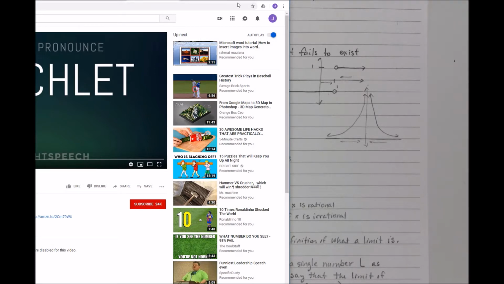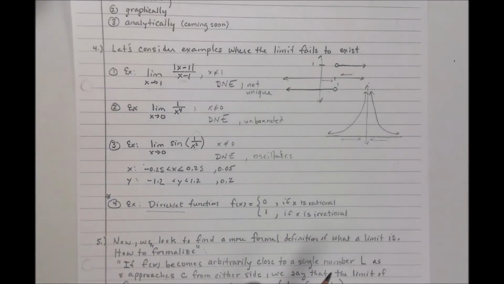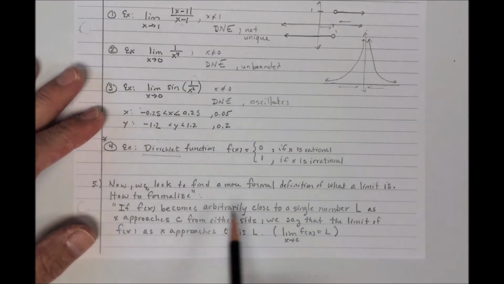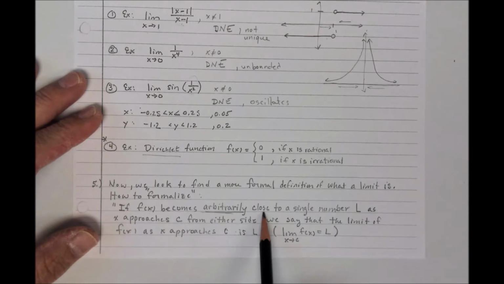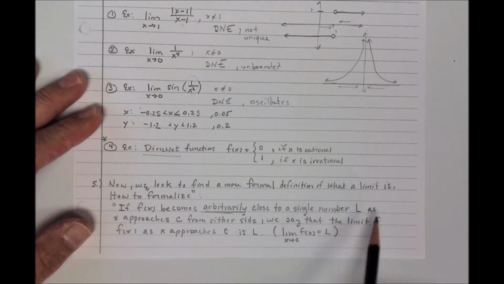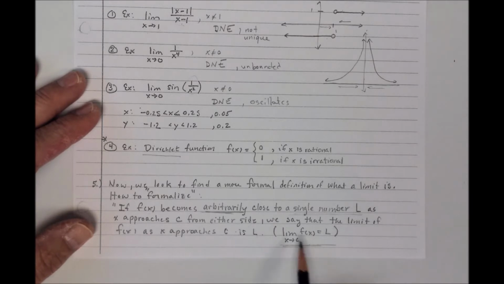So let me clear this out of the way, and now let's restate that informal definition. The informal definition says if f of x becomes arbitrarily close to a single number L as x approaches c from either side, we say that the limit of f of x as x approaches c is equal to L. Or we use this notation, which I've already been using up above. So that's the notation you're going to need to get used to, and that stands for the limit of f of x as x approaches c is equal to L.